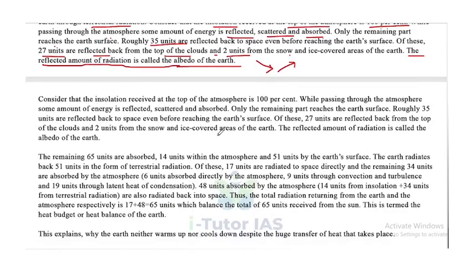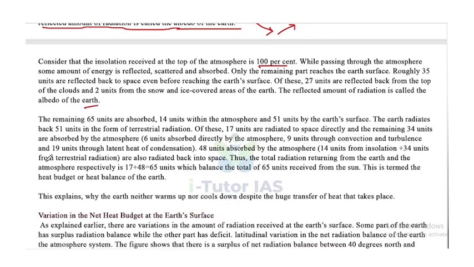Now, consider that the insolation received at the top of the atmosphere is 100%. We already discussed the albedo of the Earth. Now, the remaining 65 units are absorbed, 14 units within the atmosphere and 51 units by the Earth's surface.